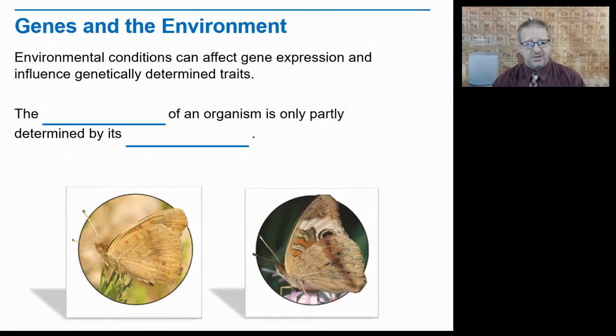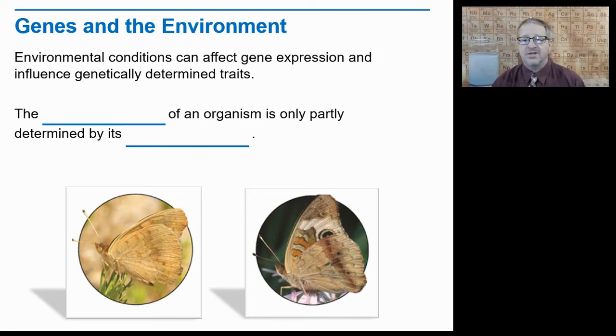So it is also true that the environment can actually affect how genes are expressed. And by doing so, it influences genetically determined traits and how they're represented. And a great example of this is the western white butterfly. These are found throughout northwestern North America.